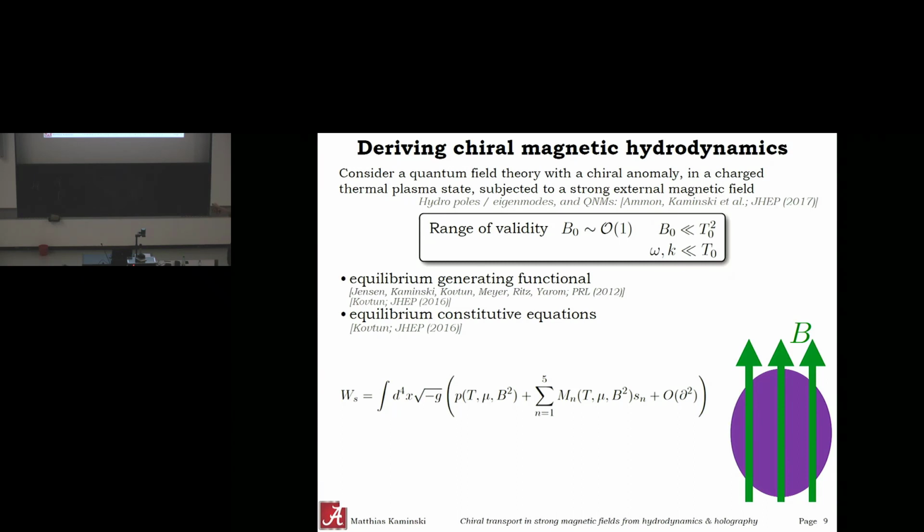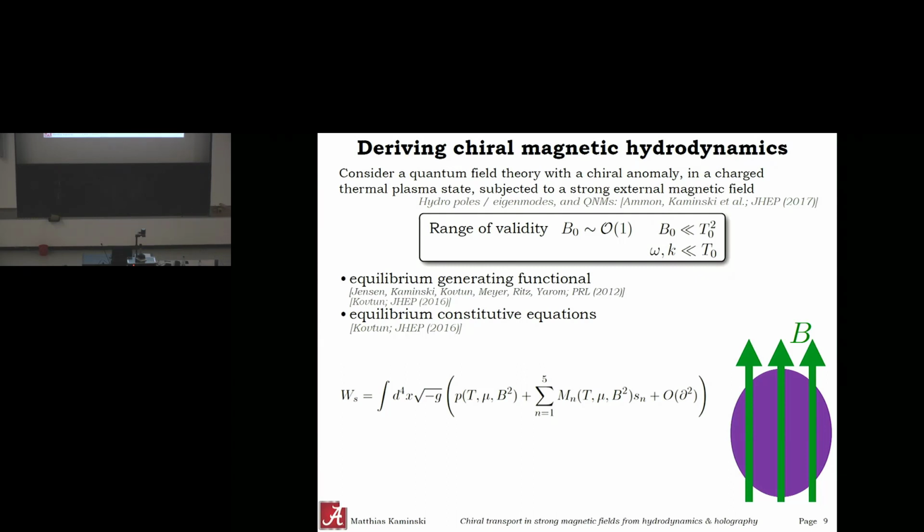So this is the generating functional that is alluded to here. This is a type of generating functional for equilibrium effects. What you see here is essentially a free energy, a type of pressure function, which is a function of only scalars: temperature, chemical potential, and magnetic field squared. All of these are order 1 quantities. And you can have contributions which come from certain tensor structures. This S_n can, for example, be the magnetic field dotted into the vorticity. That's one example.